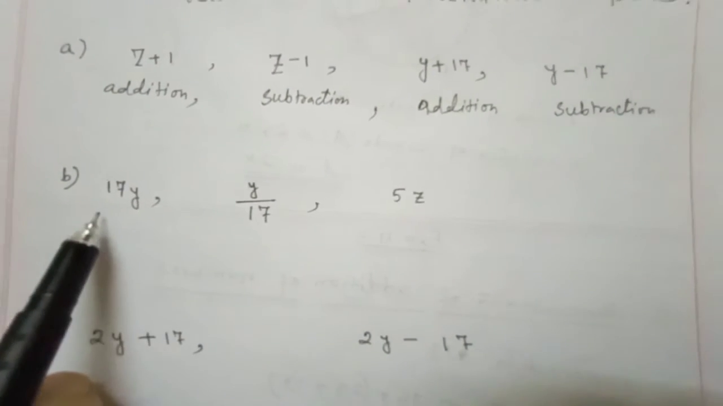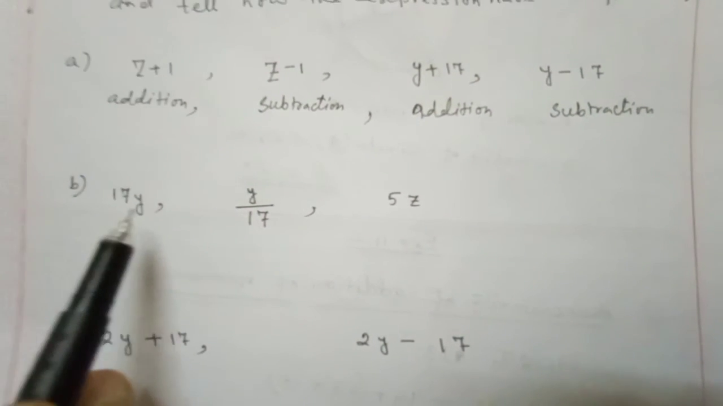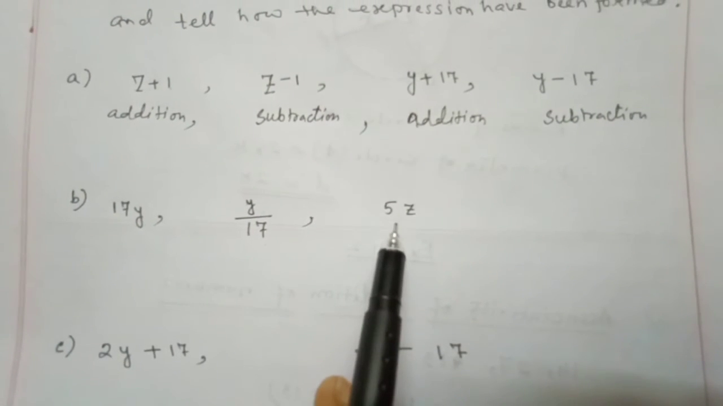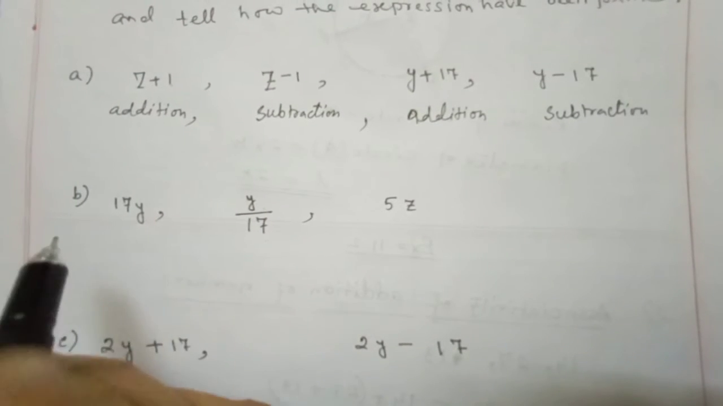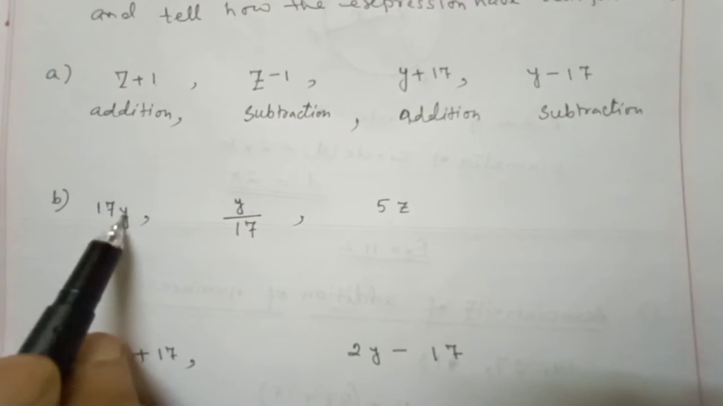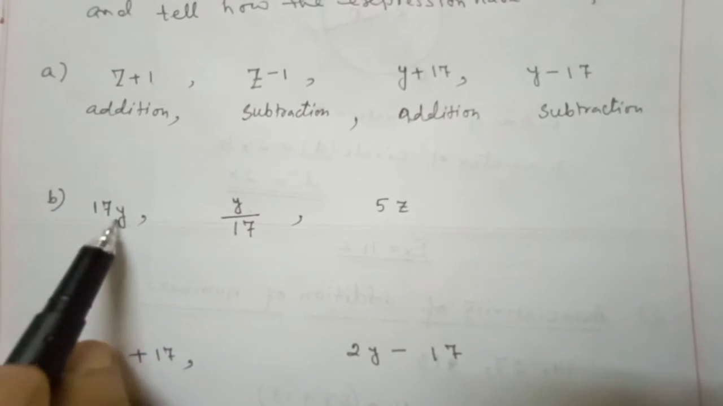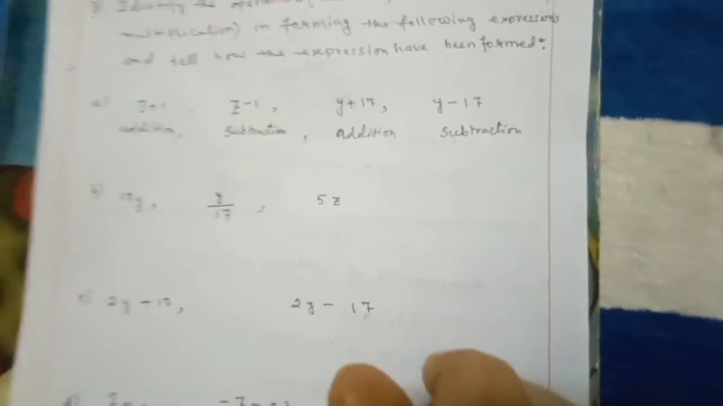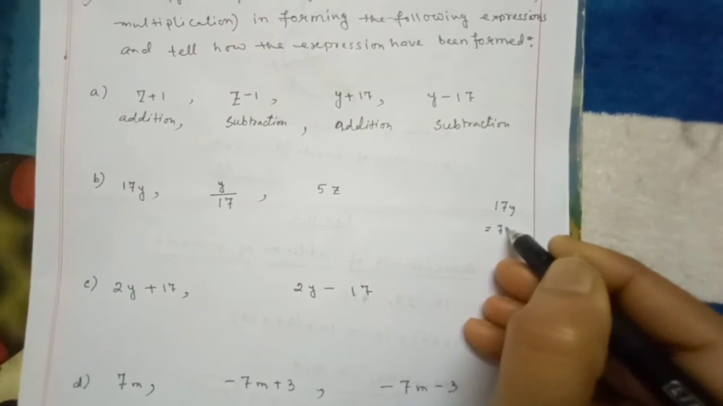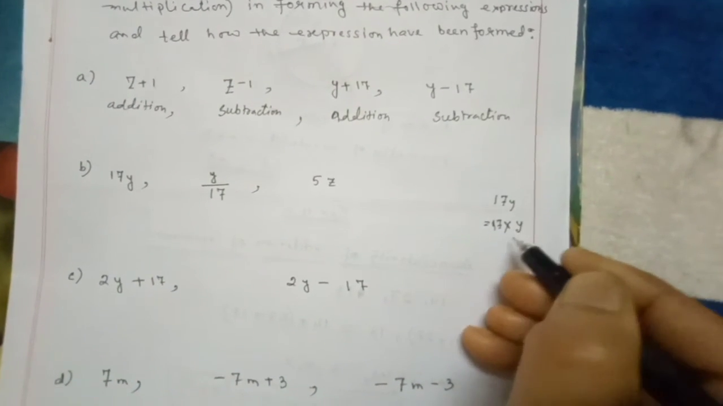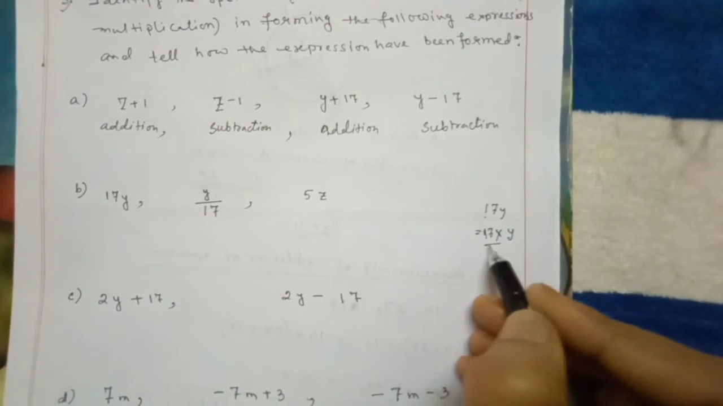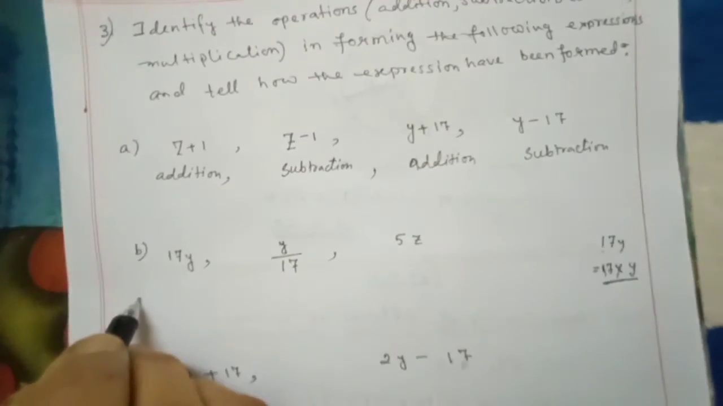Three expressions are there. You can see 17y, y by 17 and 5z. In this expression, see 17y. What operation can you see here? 17 into y. If you are getting 17y, that means 17y means 17 into y. When we see numbers and variables in this way, you have to understand that there is a multiplication sign. So it is multiplication.